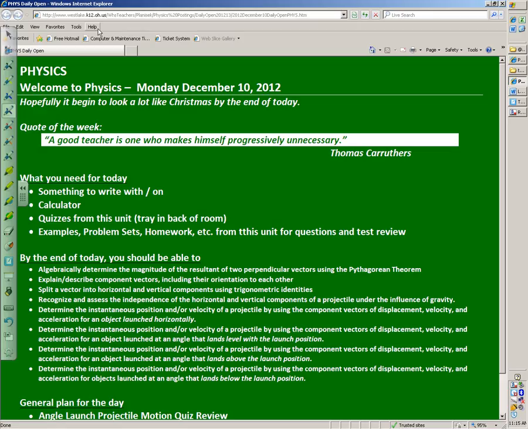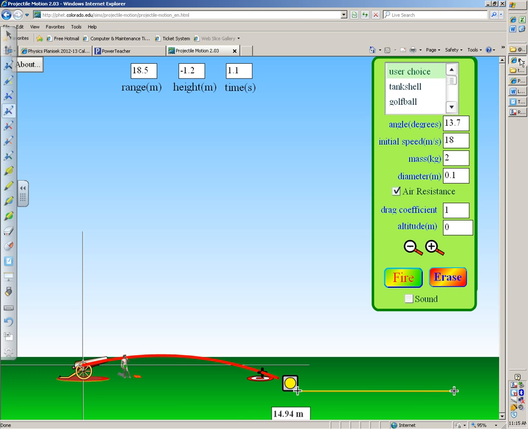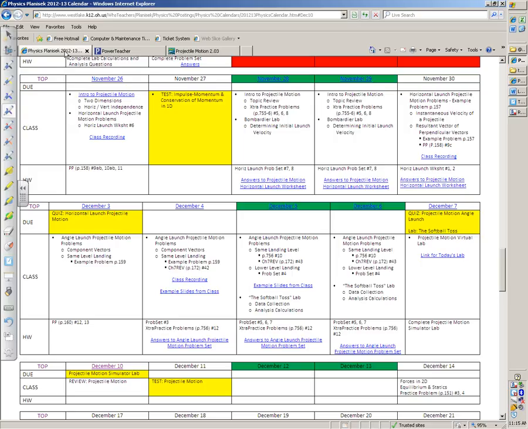So, like I said, hopefully you remember that tomorrow you have a test. As far as this unit is concerned, this unit started back on November 28th. It was the Wednesday after we got back from Thanksgiving. So we started off introducing the idea of projectile motion.